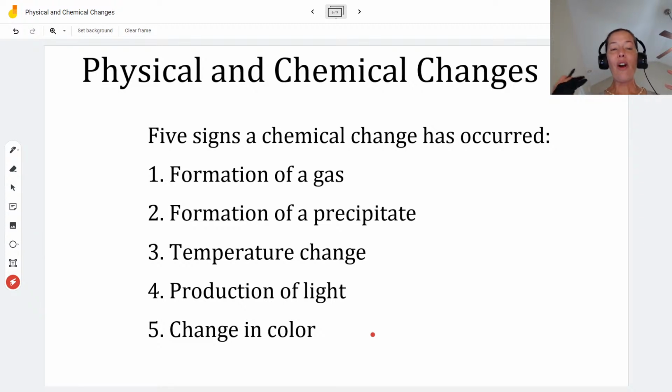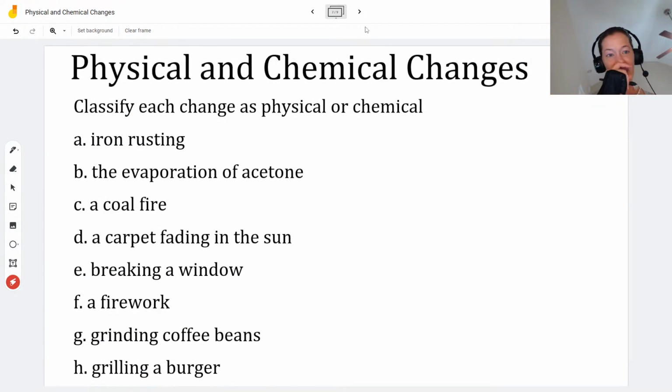So again, these are my 5 main signs that a chemical change has occurred. But always check yourself, because there are situations where you might see these signs and it is not a chemical change, but they tend to help you get on the right track. Okay, any questions about the 5 signs? Okay, good. All right, let's apply our 5 signs.